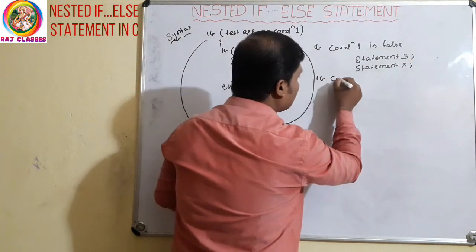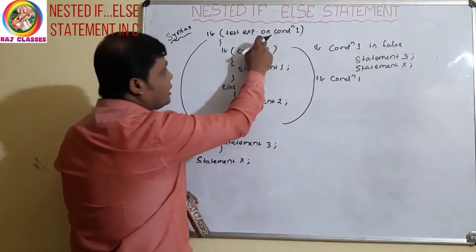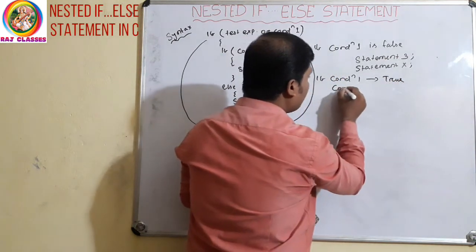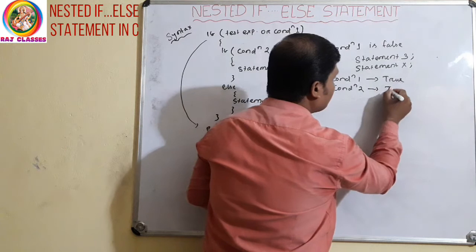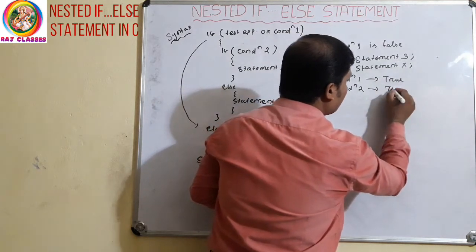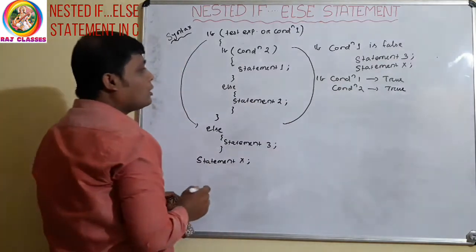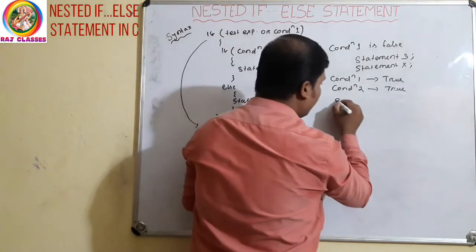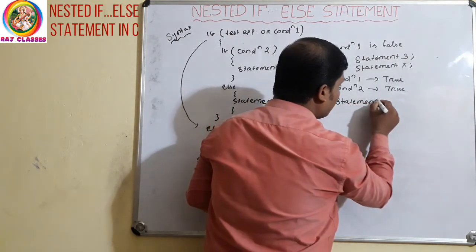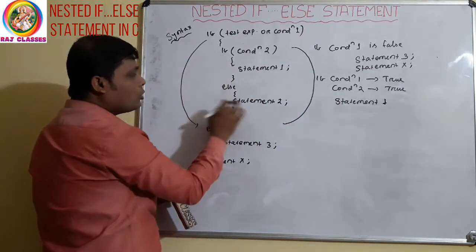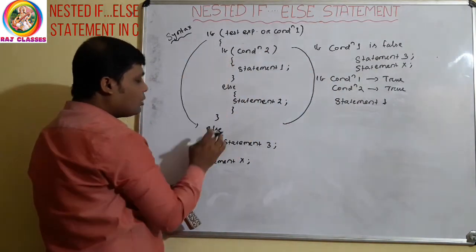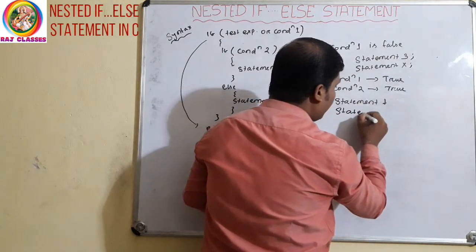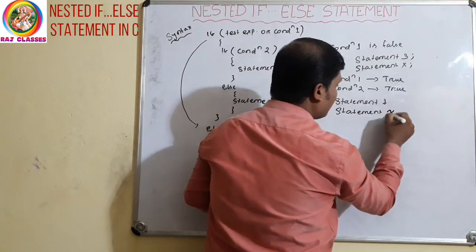If condition 1 is true and condition 2 is true, clear? Condition 1 is true as well as condition 2 is true. Then statement 1 will execute. It will not go to the else part. Similarly, it will not go to this else part. Then it will execute statement X. Clear?